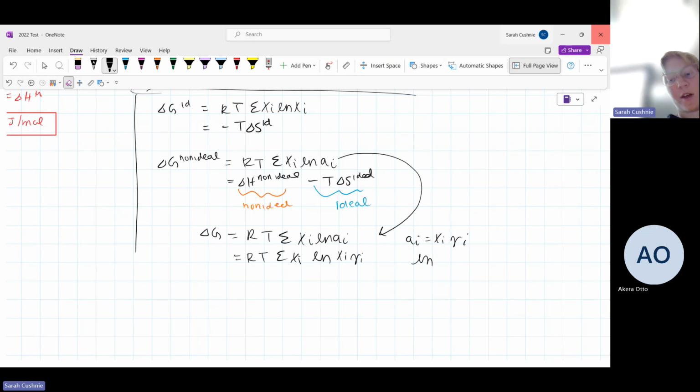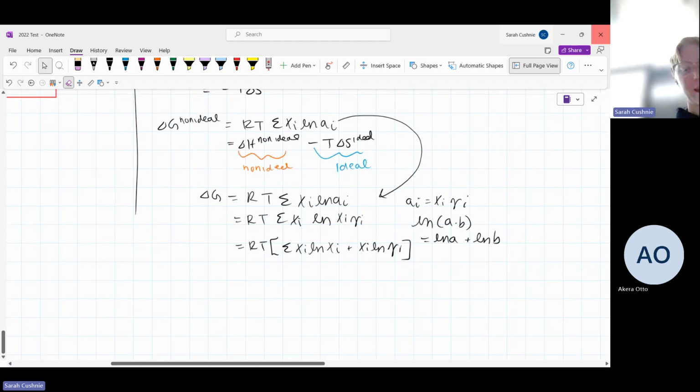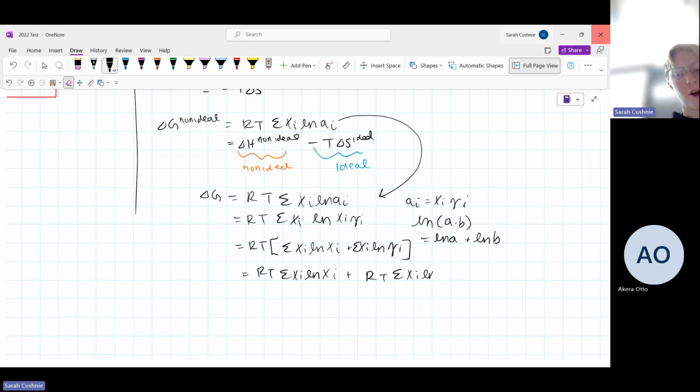But then I know that if I have ln of A times B, that's equal to the ln of A plus the ln of B. So now I can say that this is equal to RT, the sum of xi ln xi plus xi ln gamma i. And I'm just going to again expand this out a little bit. So that's going to be RT sum of xi ln xi plus RT the sum of xi ln gamma i. So this is really just expanding this equation.